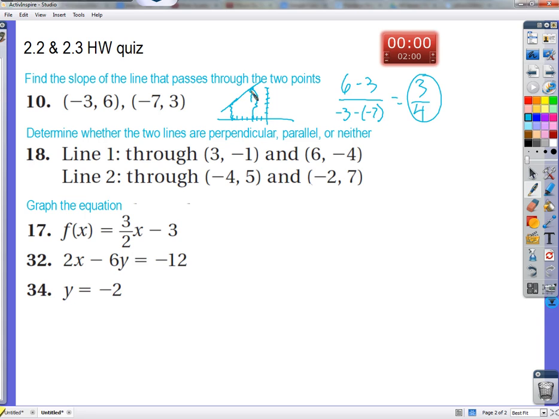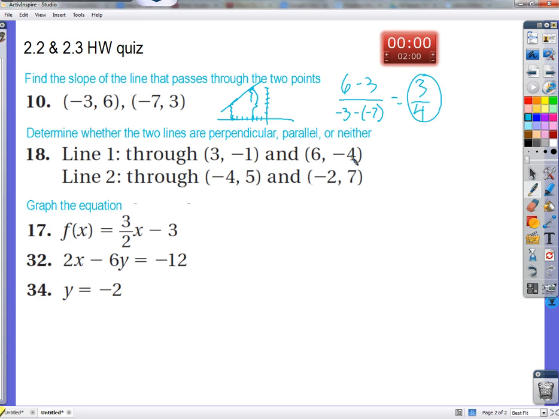So you've got these two lines in number 18, and we want to figure out if they're parallel or perpendicular or neither. If they're parallel, what will we find out with their slopes? Same slope. Okay, that's good. What if they're perpendicular? Reciprocals and negatives of each other. So opposite reciprocals. So we won't go through all this, we'll just assume we all know what we're doing here.